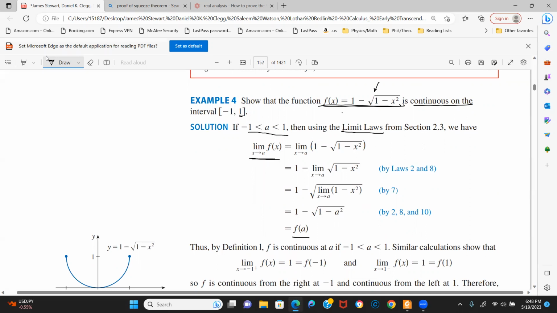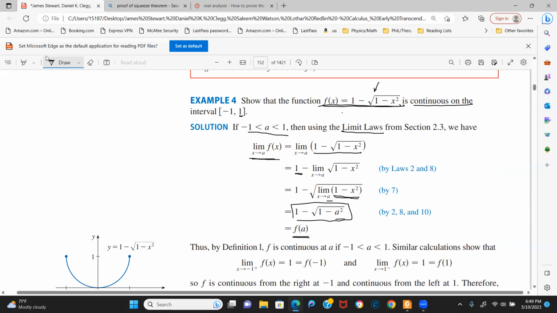Well, when we take the limit of this, it's the same as taking the limit of 1 minus the square root of 1 minus x squared. And this is a sum of functions, so we can distribute the limit over, and we have just this constant that hangs around. And then we take the limit of a square root. Well, we know that the limit can be brought inside the square root. And finally, what we have is just this polynomial right here. And we can say polynomials are continuous, or we can just say by the direct substitution law, to evaluate this we just plug in a. But this right here is just the function evaluated at a. So that's why we get continuity there.